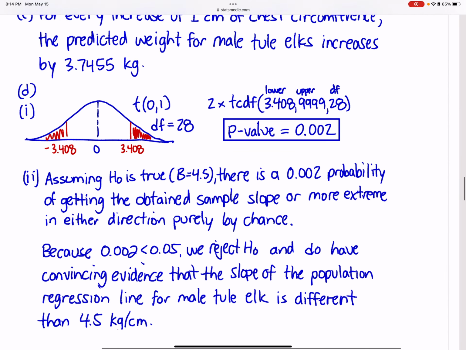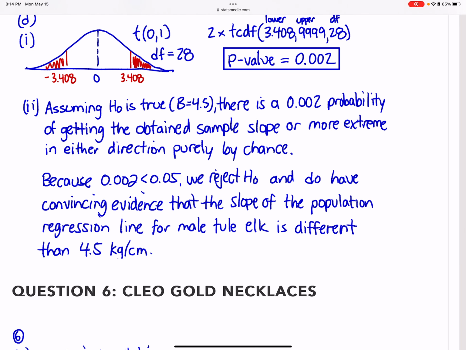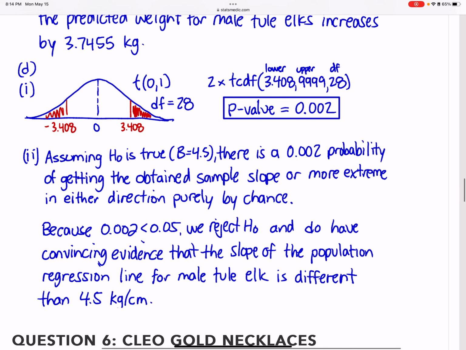All right, so for part D, if you had both of these correct, you get the E. If you had one of them correct, we're going to call it a P. So let's look at the question.